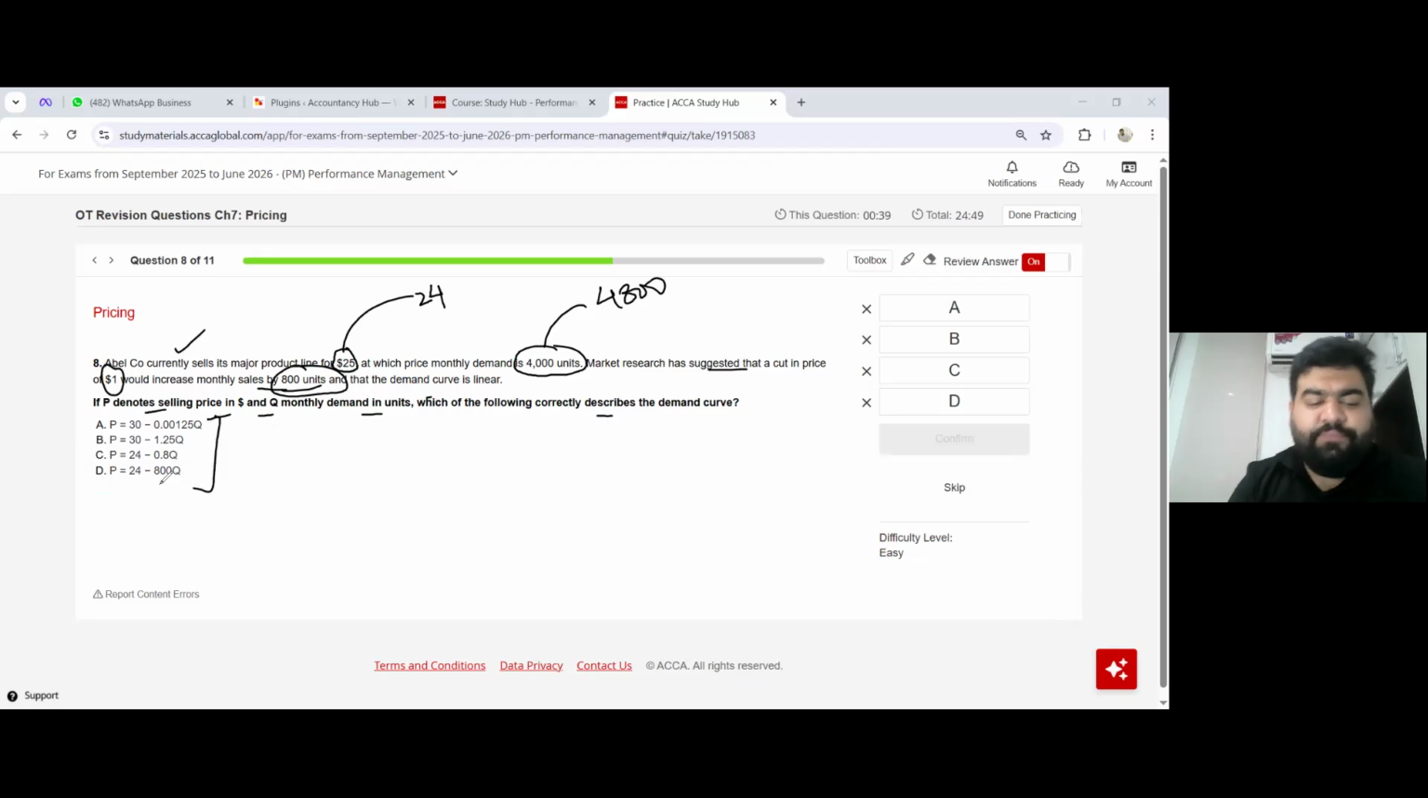Very easy. We know that the price equation is P equals A minus BQ.